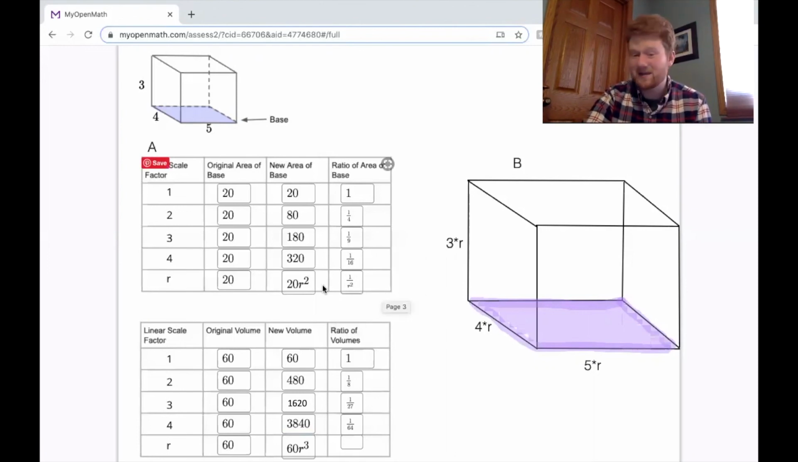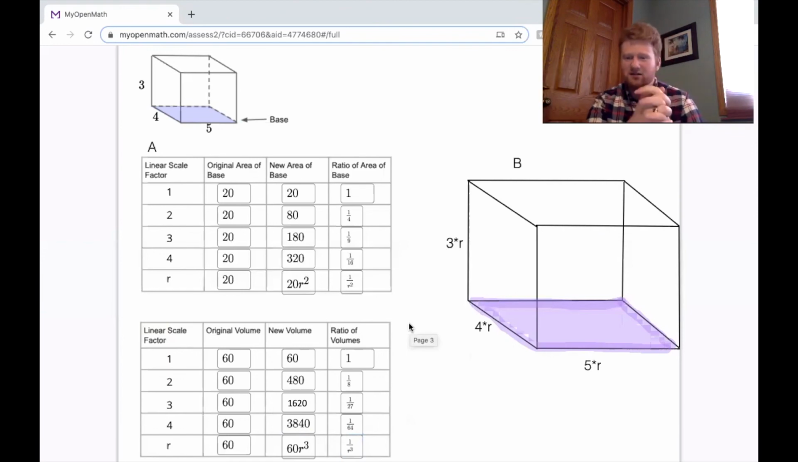You could have done the same thing for the area, where you actually looked at 5R times 4R. That's why we got 5 times 4 is 20, R times R is R squared. That's why we got 20R squared. So you can either observe the pattern or plug in that R, because here we had 60 times 1 is 60, 60 times 8 is 480, 60 times 27 is 1080. But I like looking at what's actually happening with that formula of length times width times height. So our ratio here, as you might expect, is going to be 1 divided by R cubed, or 1 to R cubed. So that's how we observe the ratio of volumes.